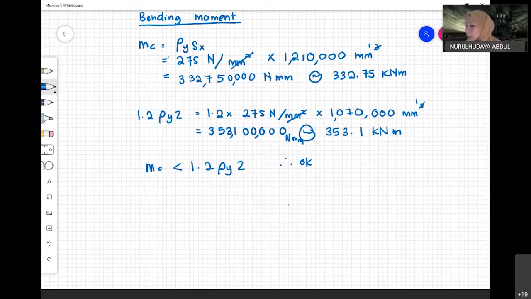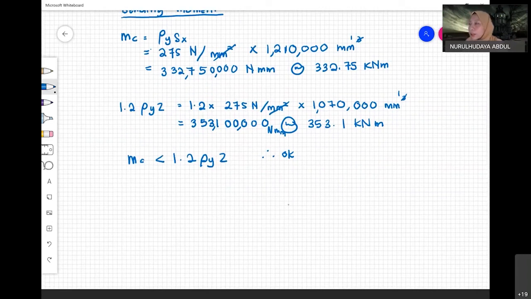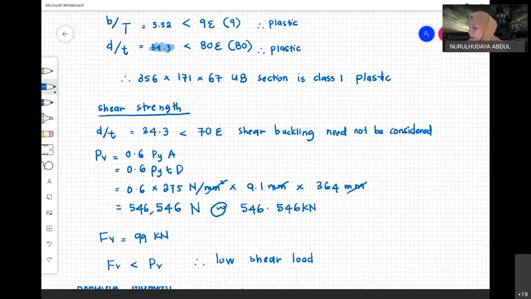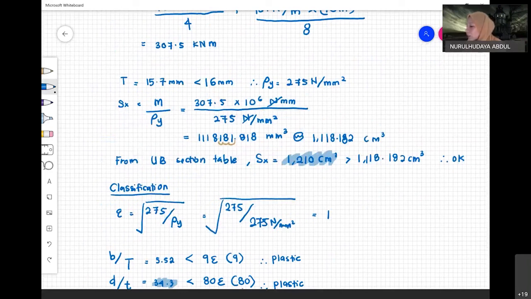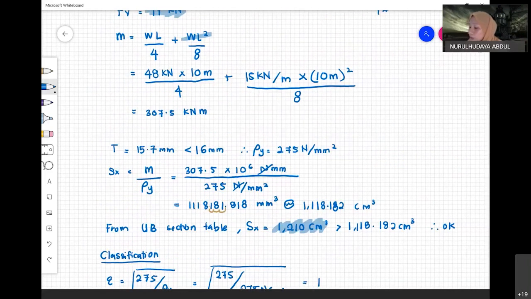Next baru kita akan check this MC dengan loading kita, which means moment that come from the loading. But first kita kena tulis dululah berapa moment yang due to impose load. You can just tulis M saja kat sini. I don't mind. Tak perlu nak tulis ayat panjang because ayat saya tulis dalam notes tu just for the sake of untuk you faham. 307.5.